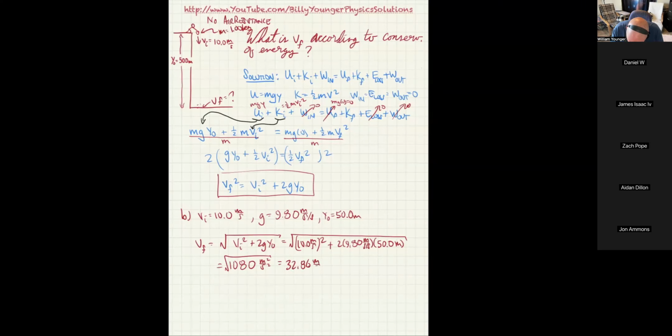meters per second is the final velocity, and that should be good only to 3 sig figs, I'm thinking, if the addition under the square root didn't mess up things too much. So, any questions on that one?